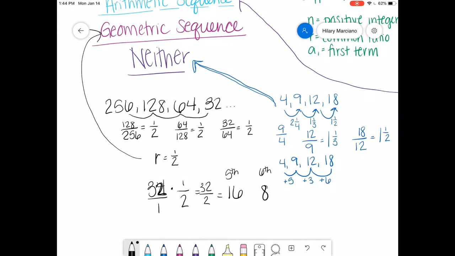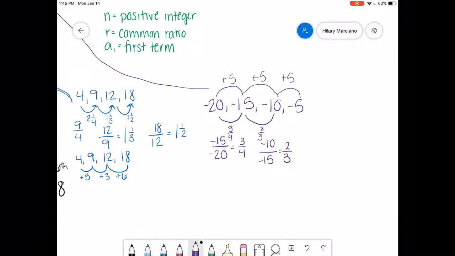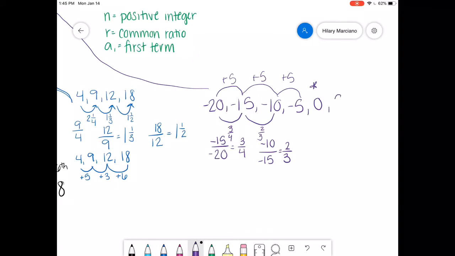So we can find the next two terms in this geometric sequence by continuing to use the ratio. Same thing with this arithmetic sequence. We're adding 5 each time. So if we added 5 to -5, we would get 0. So that would be the next term. And then if we add 5, we get +5. So this would be the fifth term, and this would be the sixth term if we were asked to find the next two terms.